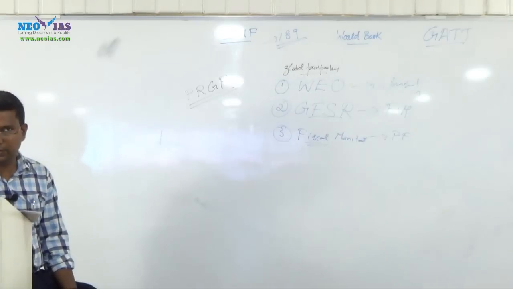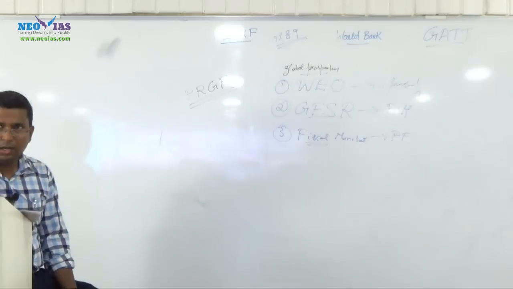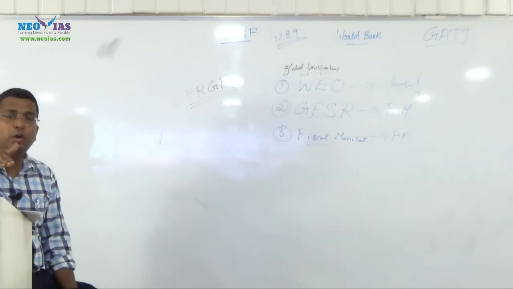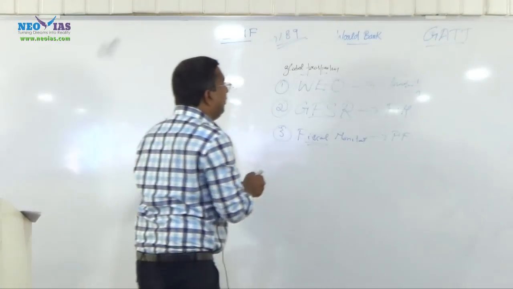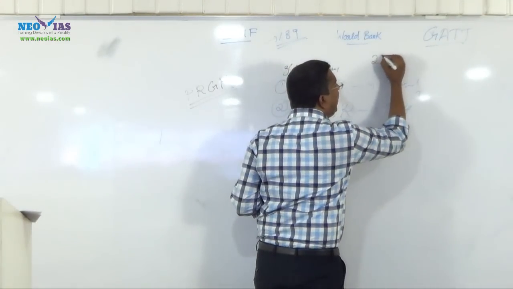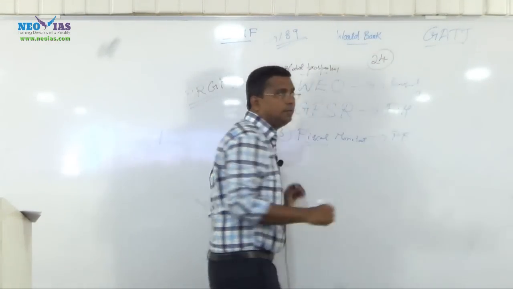and the other board members. Okay, so this is the basic structure. Board of Governors, below that the executive board. And try to understand that this executive board will be having 24 executive directors, 24 executive directors.